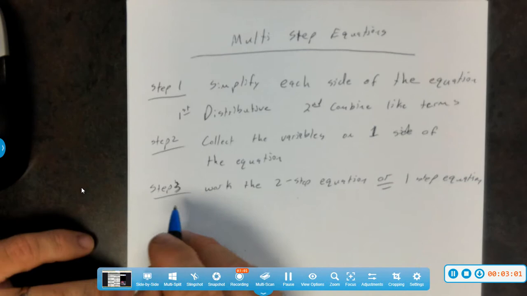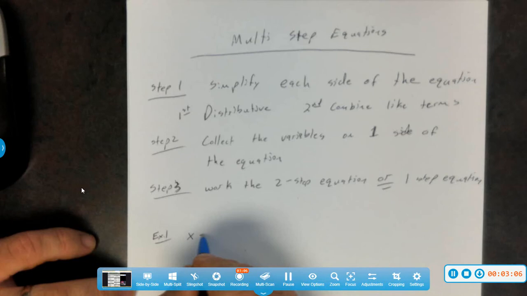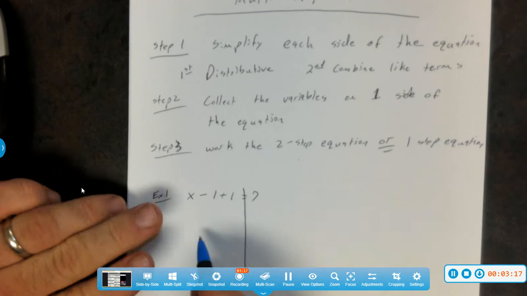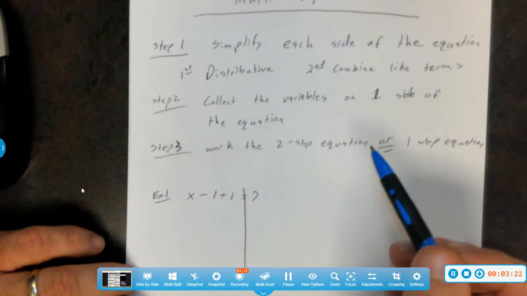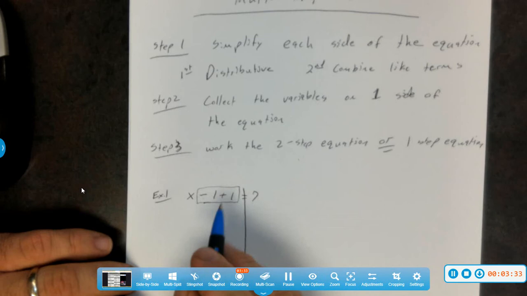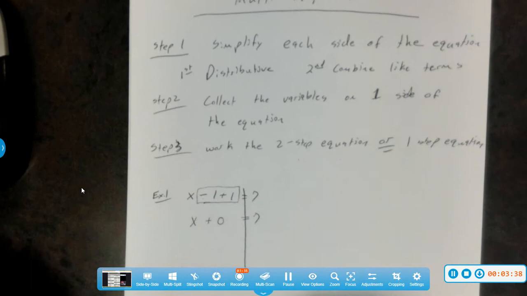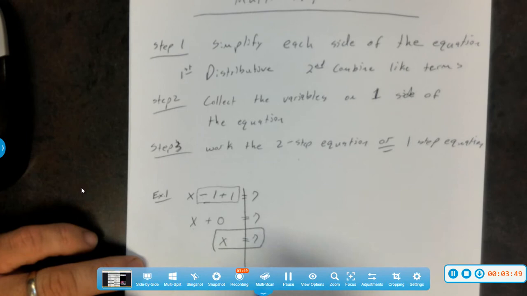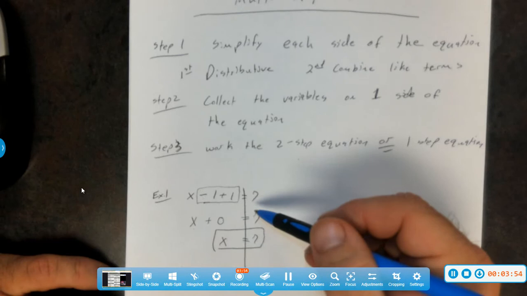Let's try this one, okay? This is an example of a multi-step. x minus 1 plus 1 equals 7. Now, the way that I teach everybody to work it out is I always put a line through the equal sign to separate the left side from the right side. And now, we're going to start off with simplifying each side of the equation. How can we make this side simple? Well, we can combine like terms here. Minus 1 plus 1 is 0. Can we simplify it even more? Well, yes. Anything plus 0 is itself, so x plus 0 would be x. We would get x equals 7. So notice this one didn't even get to a two-step equation or a single-step equation. It went straight to the answer. That can happen as well.